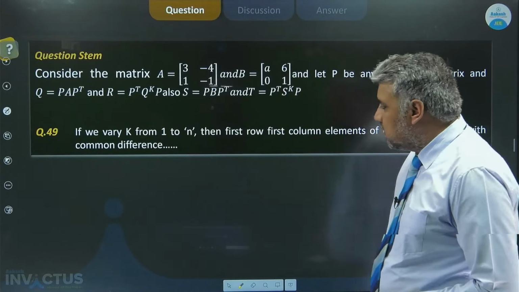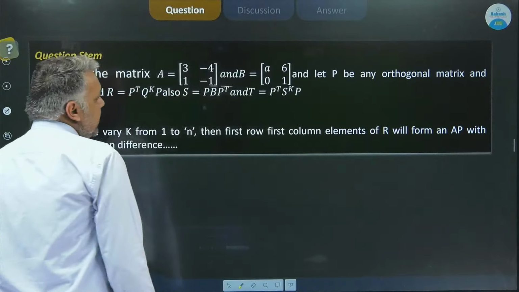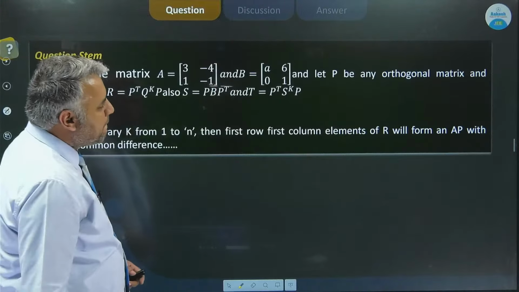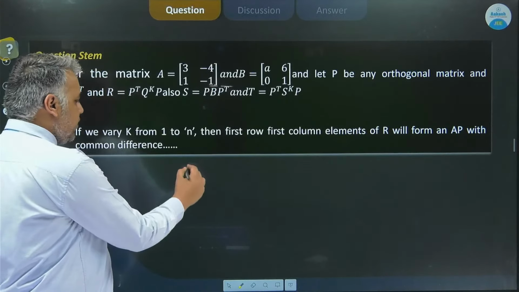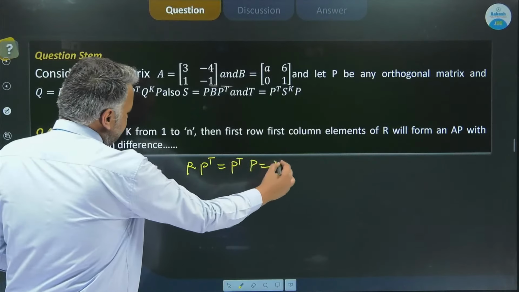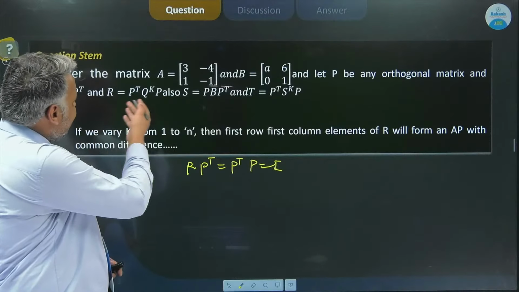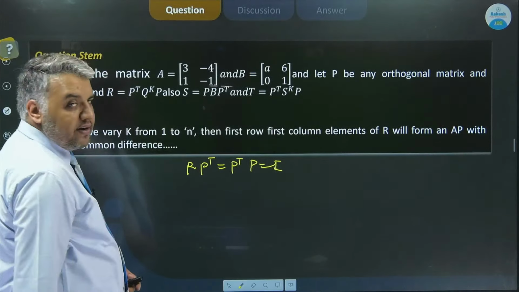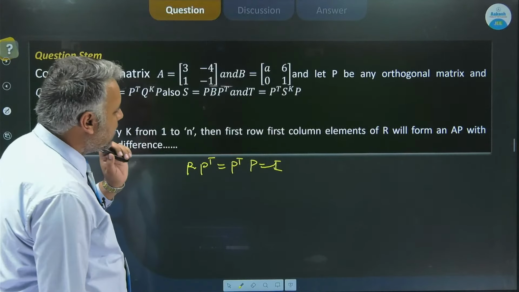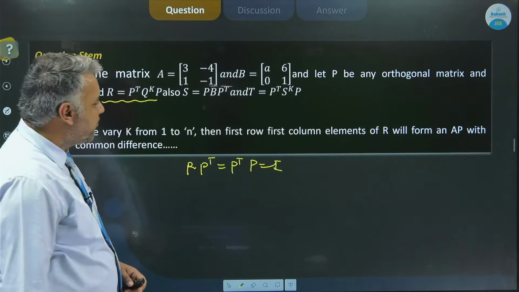Okay, next. Consider matrix A, 3, minus 4, 1, minus 1. Matrix A and B are given. P is an orthogonal matrix. That means P into P transpose is equal to P transpose into P is equal to the identity matrix. And again, Q and R, S and T are defined like this. In question 1, we are talking about the matrix R. So we have to first calculate this.